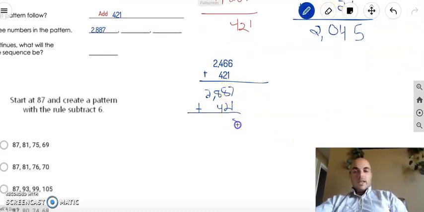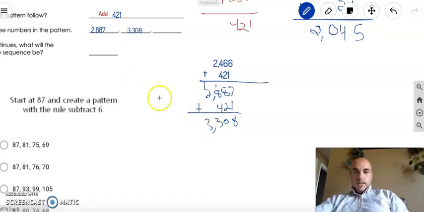7 plus 1 is 8. 8 plus 2 is 10. Carry the 1. 1 plus 8 is 9. Plus 4 is 13. Carry the 1. 1 plus 2 is 3. So I have 3,308 for my next number.